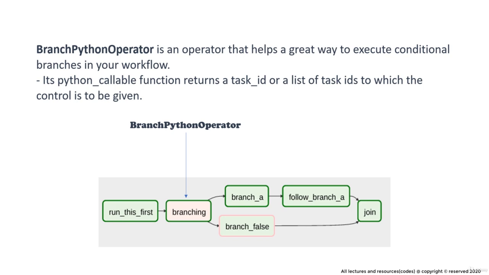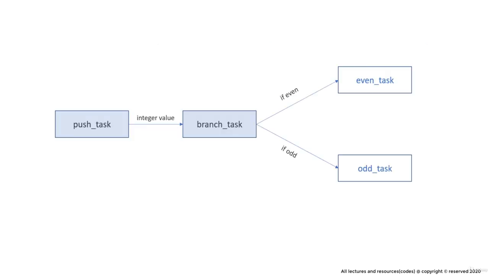Enough of the theory part, let's dive into the code and write a DAG for branch Python operator. Giving you a brief idea of this example: we will pass some integer value from the first task to the second task. The second task will check if the value retrieved is either even or odd, and depending upon the value, it will give the control to either of the tasks. If the value is even, then the even task will execute. If the value is odd, then the odd task will run. Let us create the code for it.